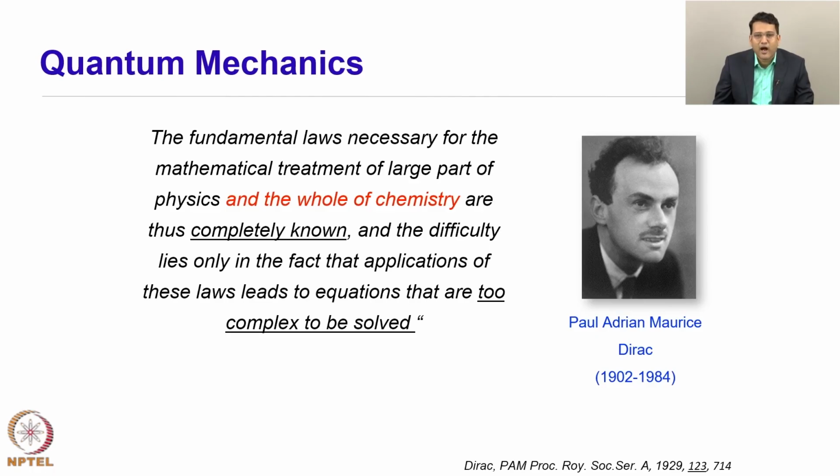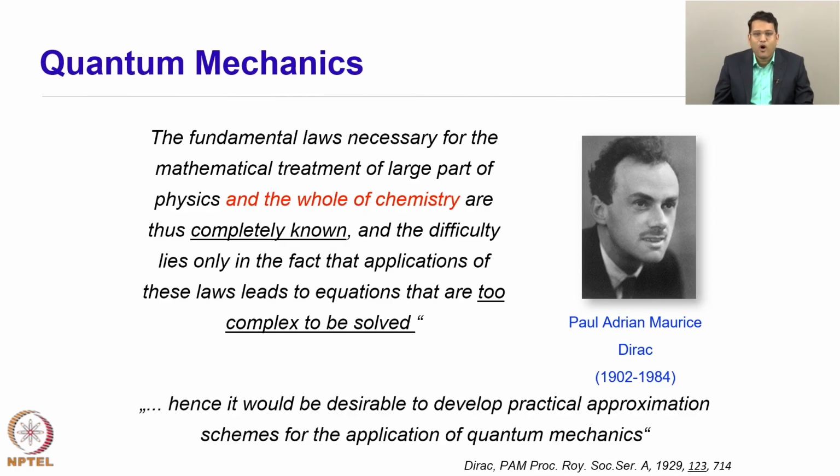And this is one of the most famous quotations of Dirac, that the fundamental laws necessary for the mathematical treatment of a large part of physics and the whole of chemistry are thus completely known, and the difficulty lies only in the fact that application of these laws leads to equations that are too complex to be solved. So what Dirac meant is that the fundamental laws for physics, and he says large part of physics and the whole of chemistry, he was a physicist, so he did not consider chemistry at a very high ground, are completely known. The problem is that when you try to solve these equations, they become very complicated and too complex to be solved.